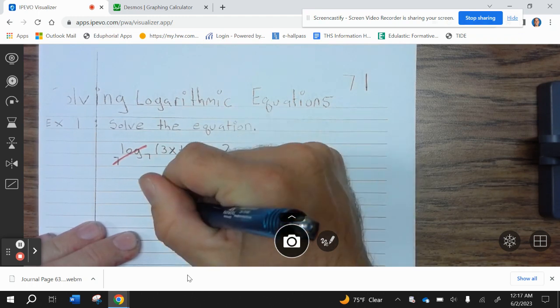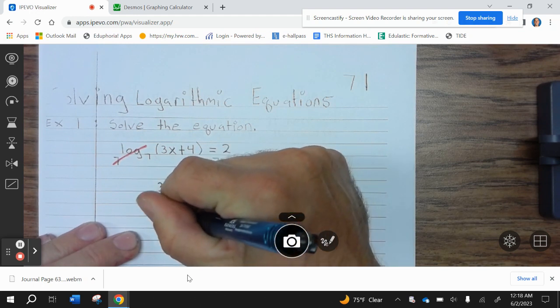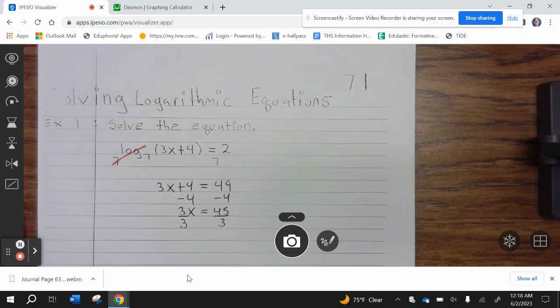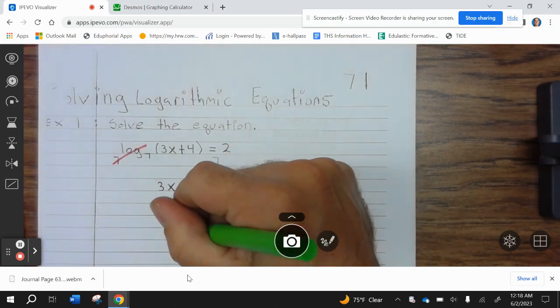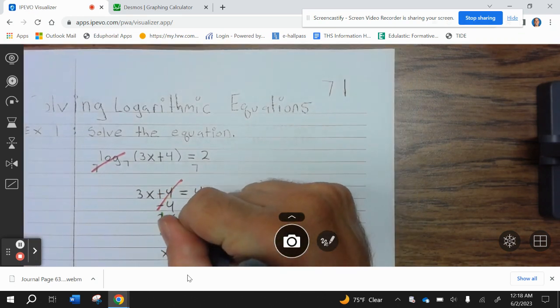Subtract 4 from both sides. You get 3x equals 45. Divide both sides by 3. Oh, almost forgot. That cancels. This divides and becomes 1. So x equals 15.